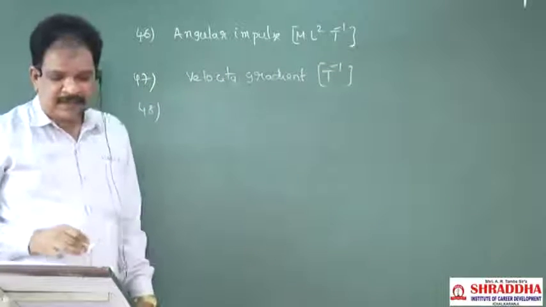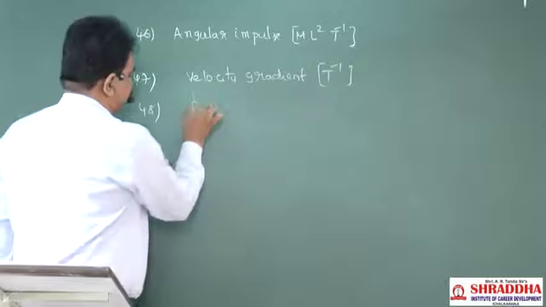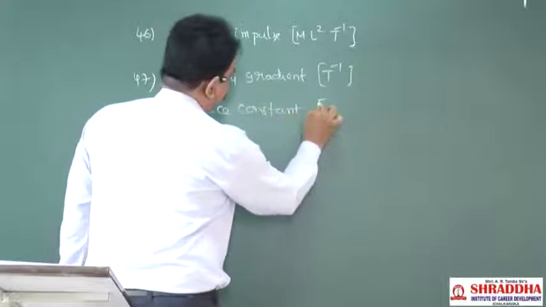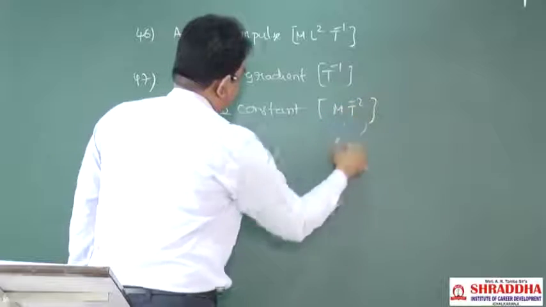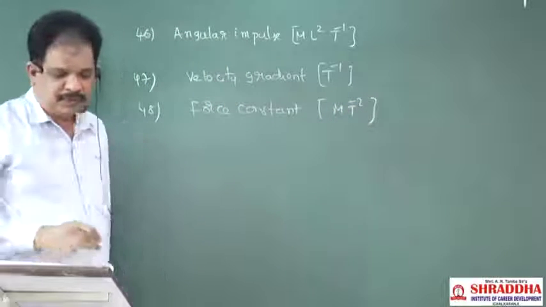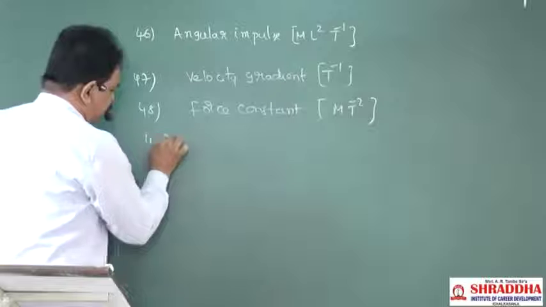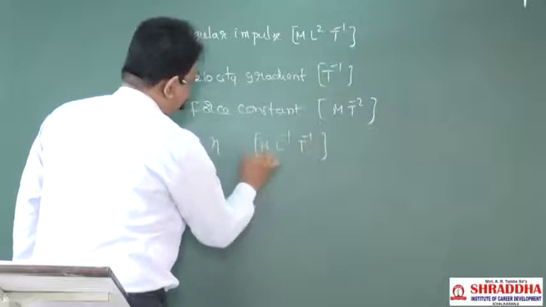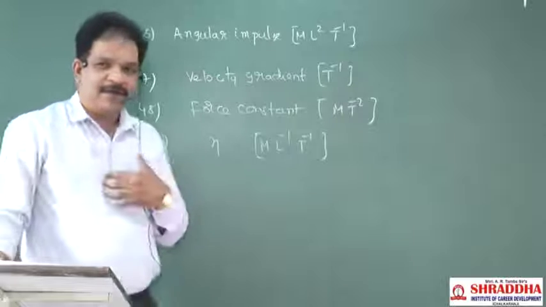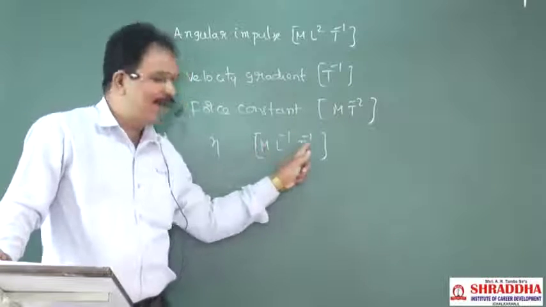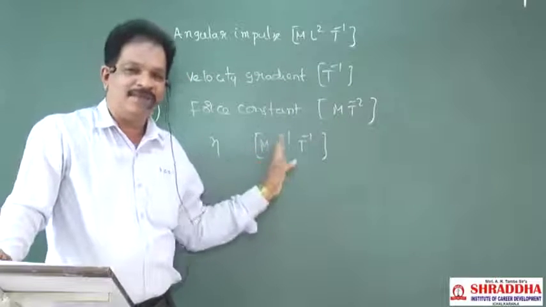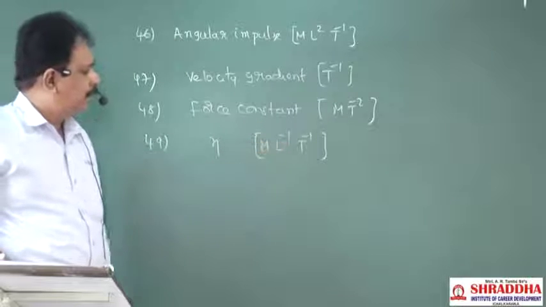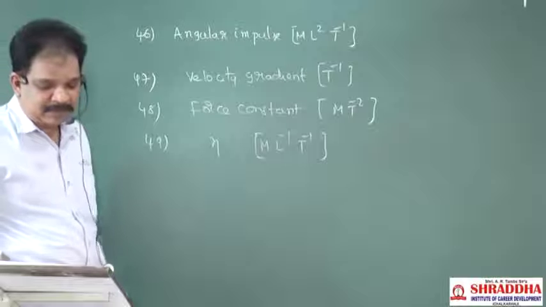Next, after velocity gradient, force constant: force per unit length, M T power minus 2. Next, coefficient of viscosity, M L power minus 1 T power minus 1. How I am writing, you should also write like that. You have to memorize everything. Coefficient of viscosity M L power minus 1 T power minus 1.